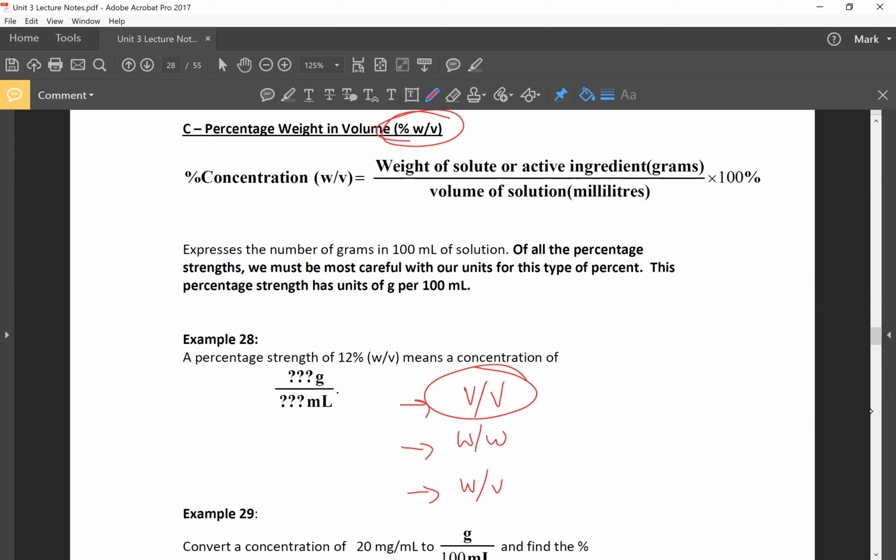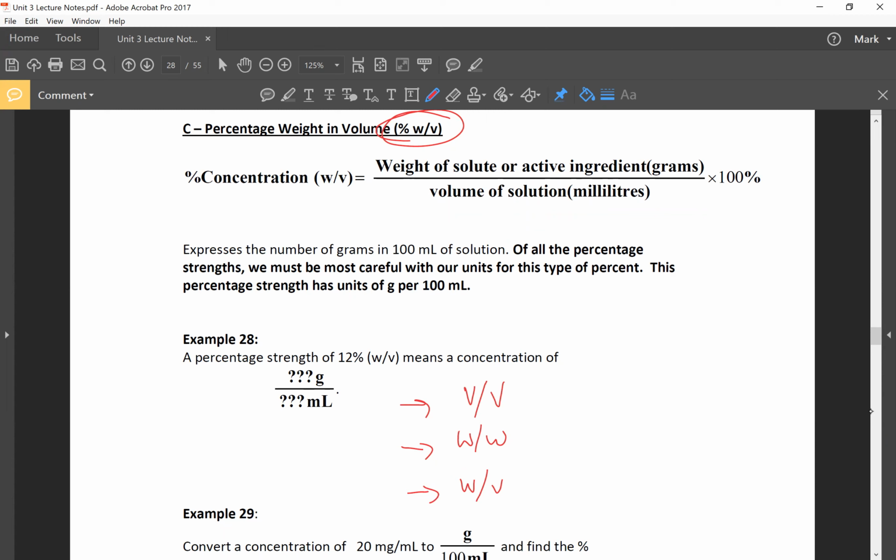The top one would be a volume over a volume. So the volume of the solute over the volume of solution. This one, what I'm circling now, would be the weight of the solute over the weight of the solution. And then this one would be the weight of the solute over the volume of solution.